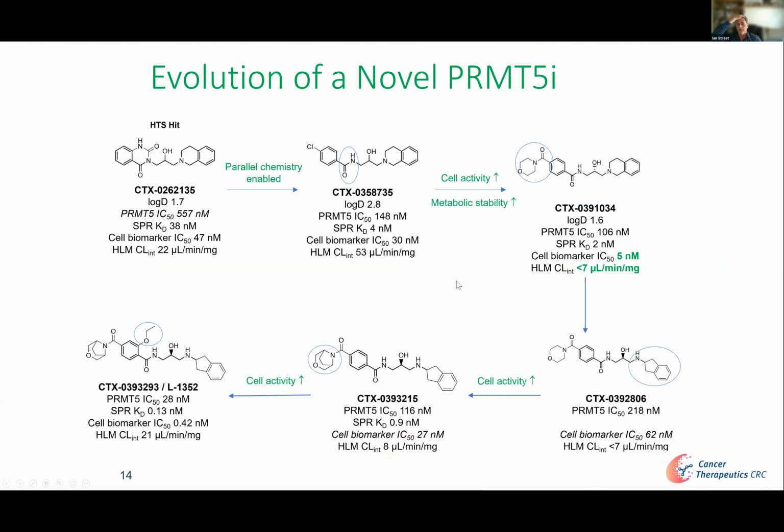So this is the complete chemistry story for this amino-indane series that we developed, starting from the hit to the final molecule, 293, which was one of the molecules that Merck licensed. And as you can see, it looks really, really simple when you put it all on one slide like this. But during the course of this project, we made probably nearly 1,500 new compounds to get from there to there.